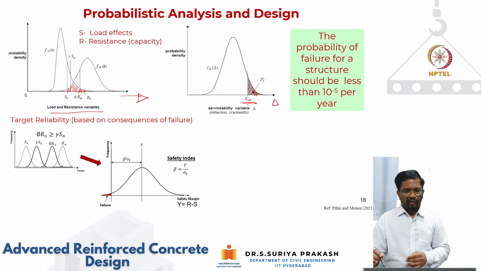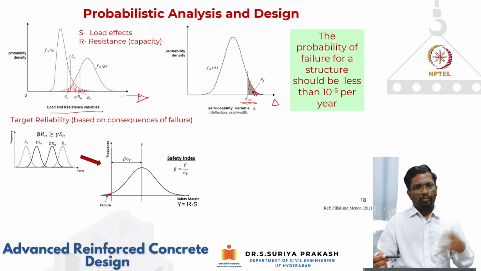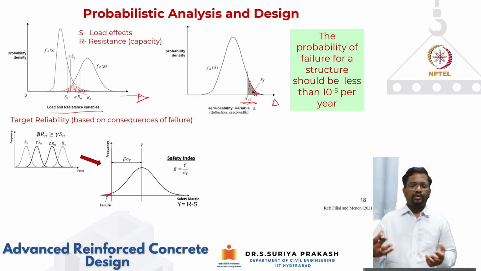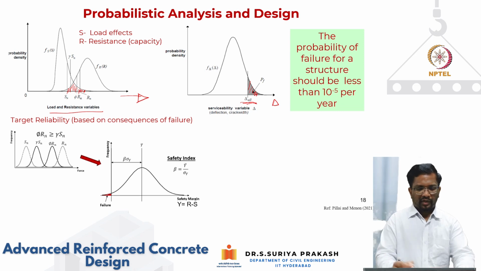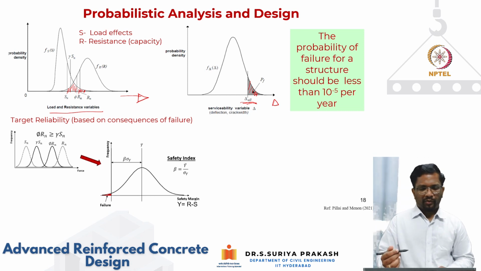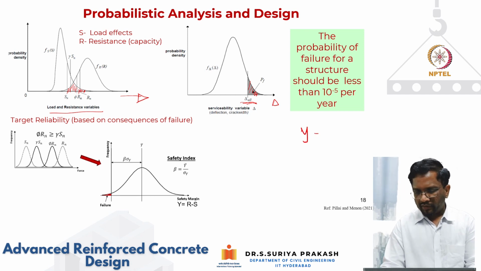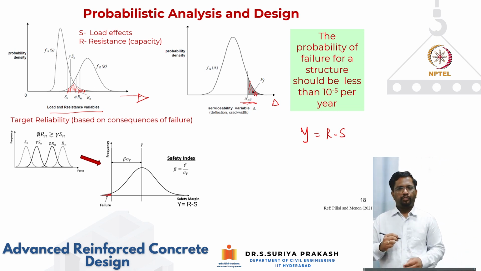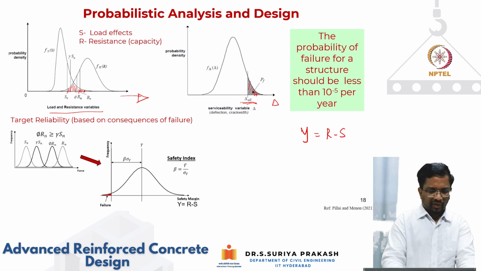For real-time data, both load effects and resistance usually follow a normal or Gaussian distribution. Then I can also plot a safety margin. How do you define the safety margin? It can be written as Y, which is basically R minus S, where R is your resistance and S is your load effect. We always want resistance to be higher than your load effect. This is what we have shown in another fashion.